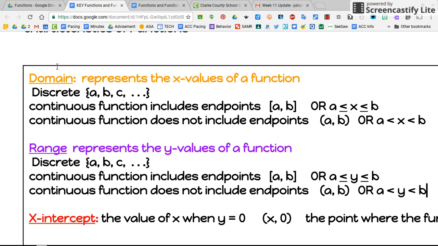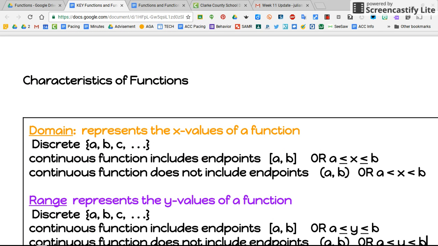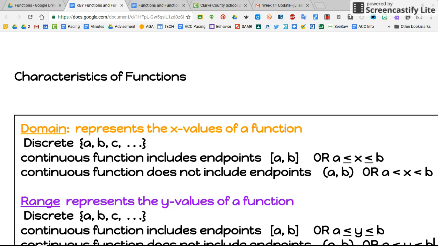About characteristics today, we're going to talk about how we can describe functions. So the first is going to be domain. Domain represents the x values of a function. We can write it in three different ways depending on the situation.